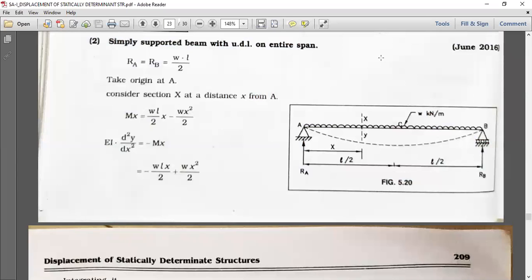RA is equal to RB is equal to W into L divided by 2. As I say, total load divided by 2.